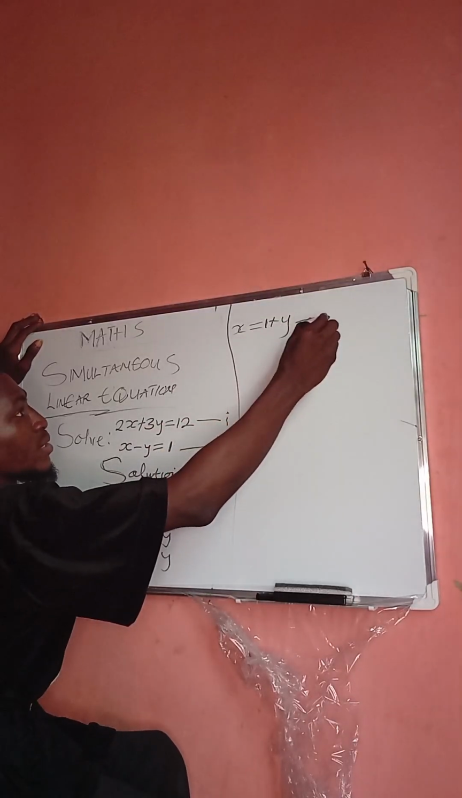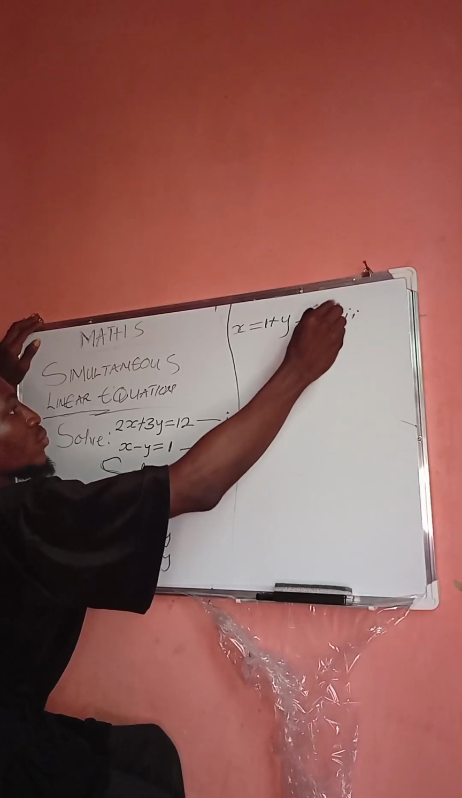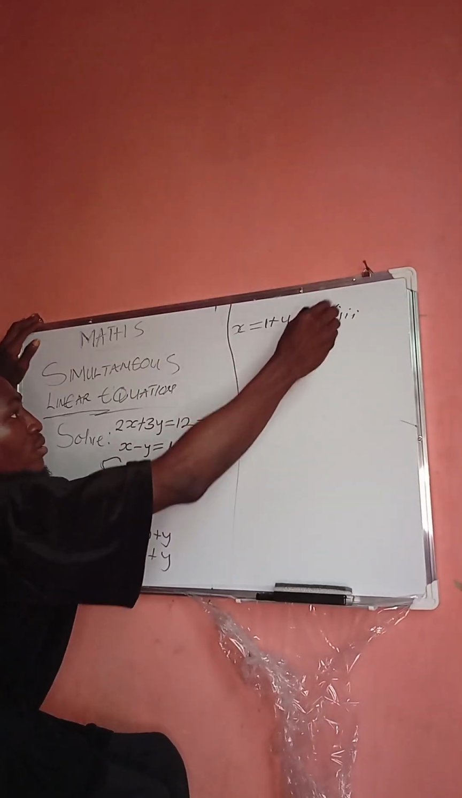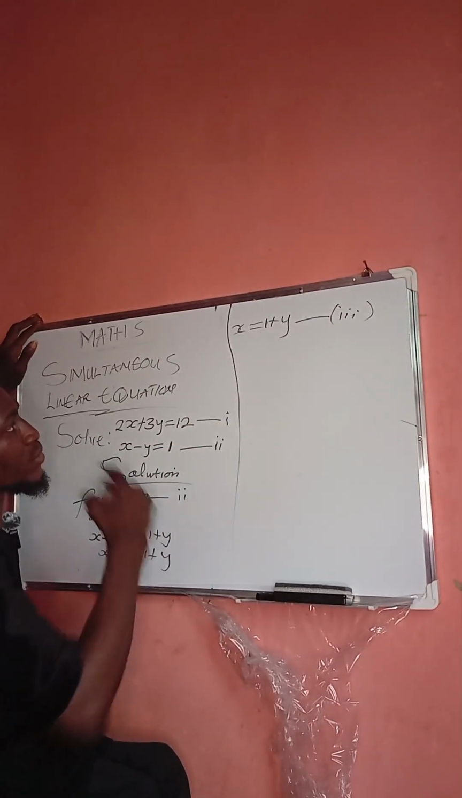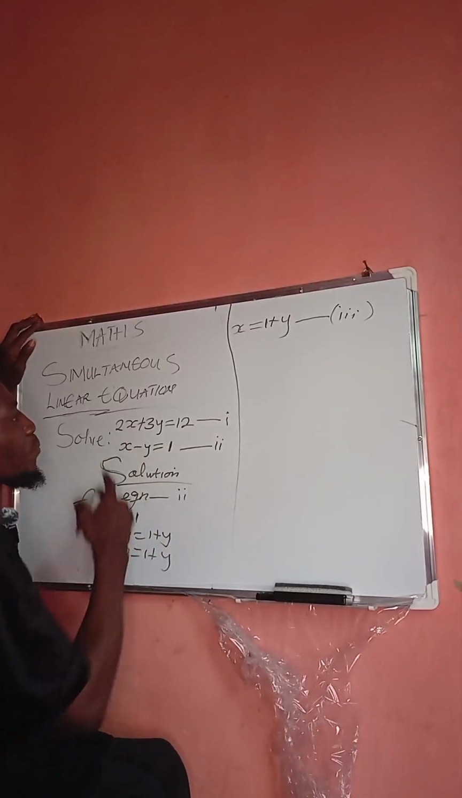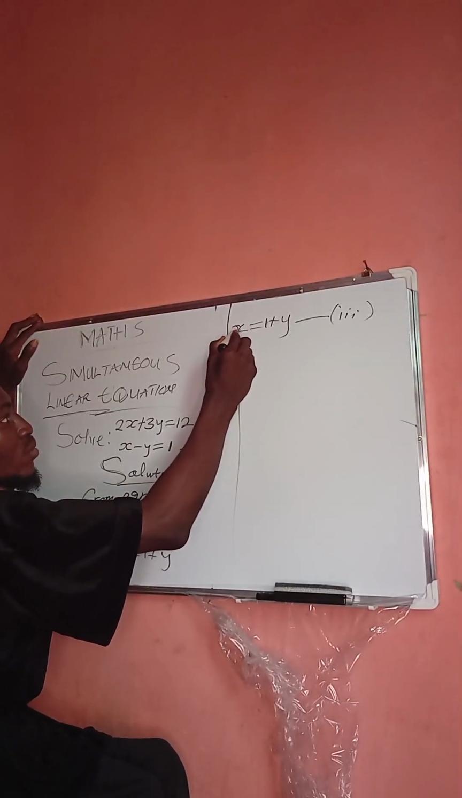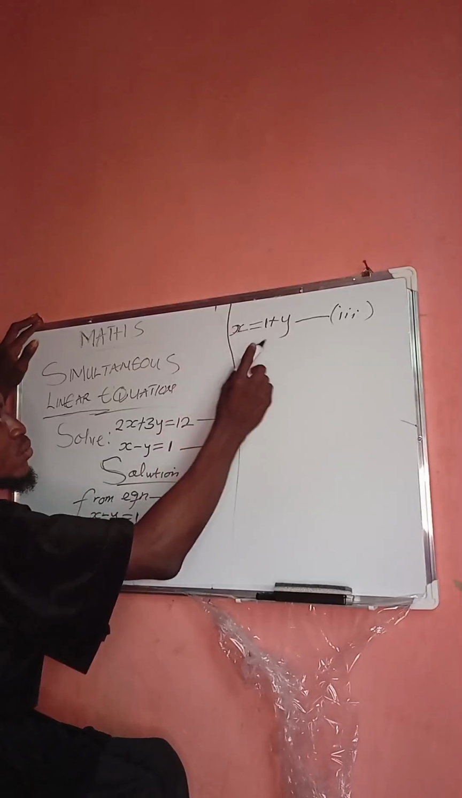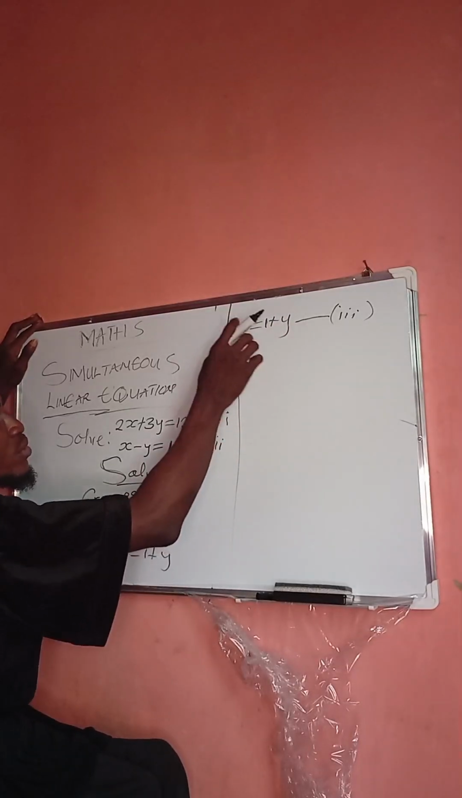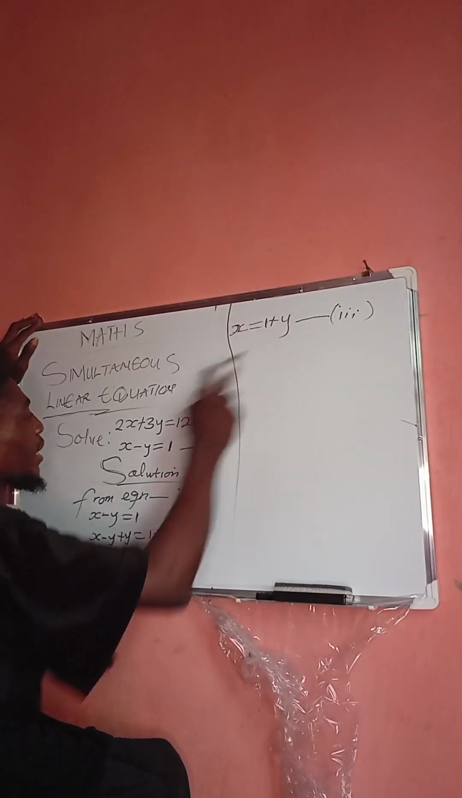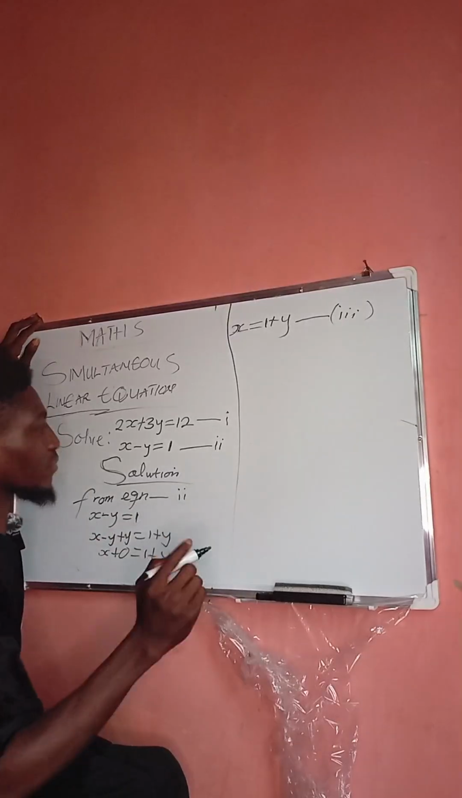Now, let's give this one as equation 3. This becomes our equation 3. Now, let's substitute equation 3 into equation 1. What I meant by that is that anywhere we see x, since our x is equals to 1 plus y, we are now going to be using the value of x to be 1 plus y in equation 1. Hope you are following me.